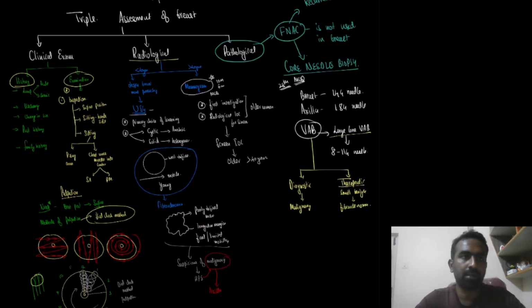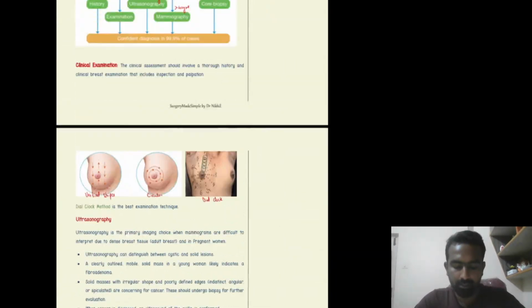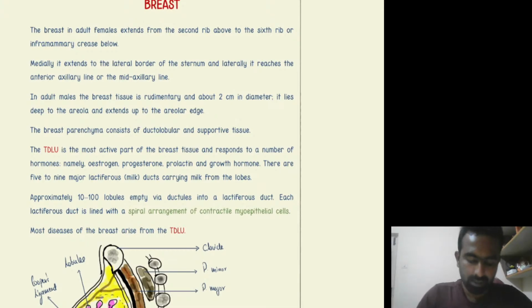Yes. Let's revise what all we saw today. The breast tissue is extending superiorly from the second rib to the sixth rib, medially from the lateral border of the sternum to the anterior axillary line or mid axillary line.